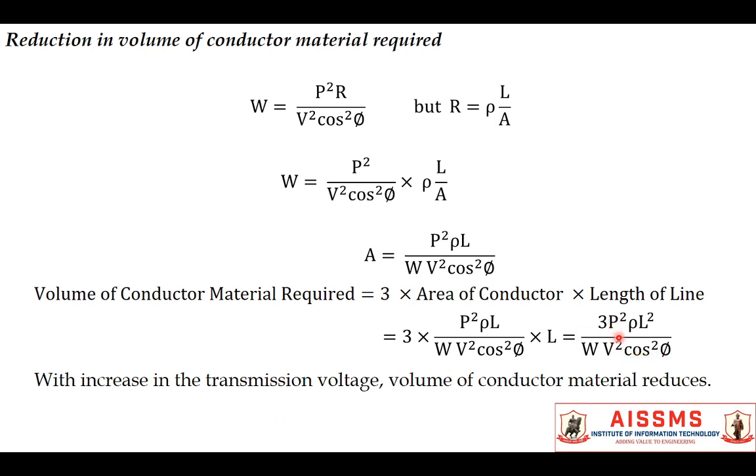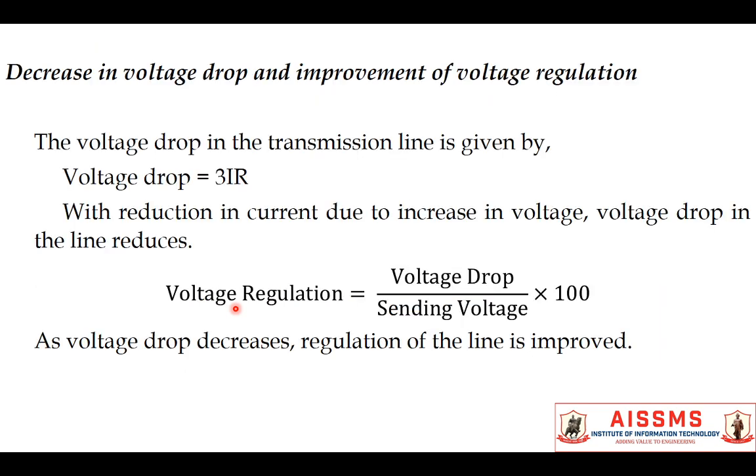Again, if you see this equation, V comes in the denominator, and the volume of the conductor material required is inversely proportional to the square of the voltage. If you go on increasing the voltage, the volume of the conductor material required will go on decreasing. So the higher the voltage, the lesser the volume of conductor material required. So these are the advantages of the EHV AC transmission line.